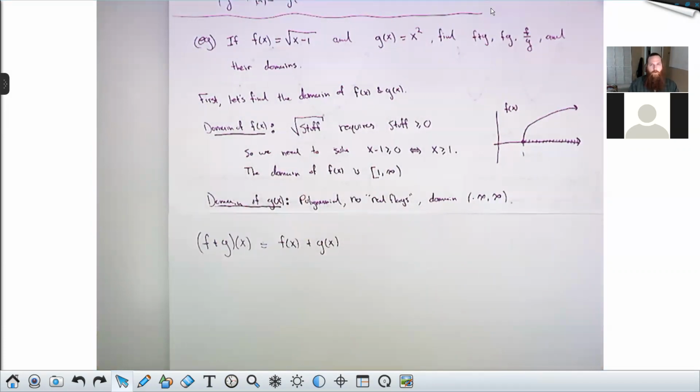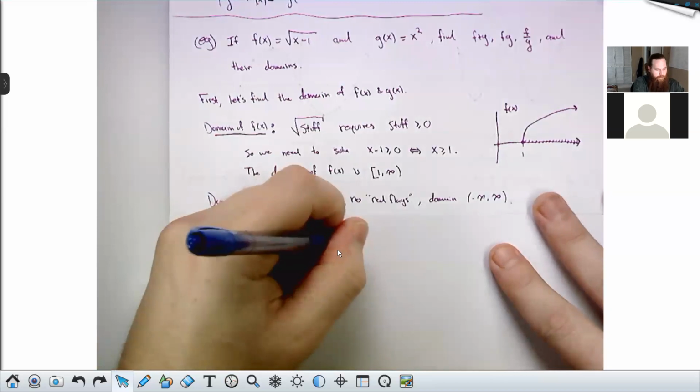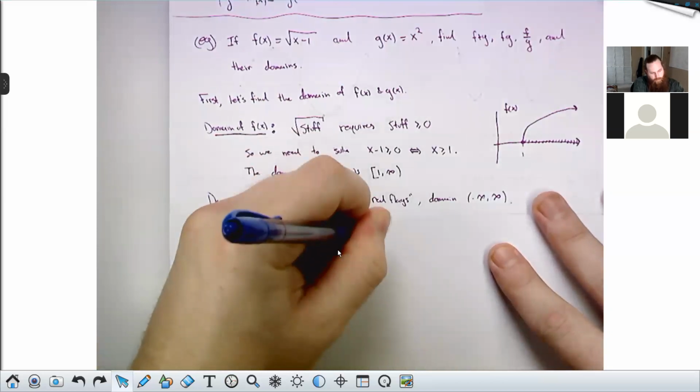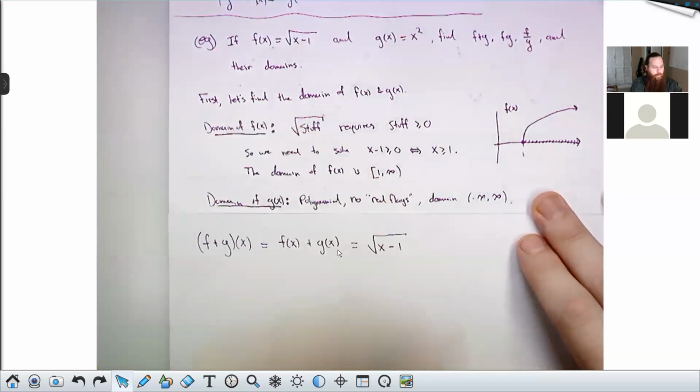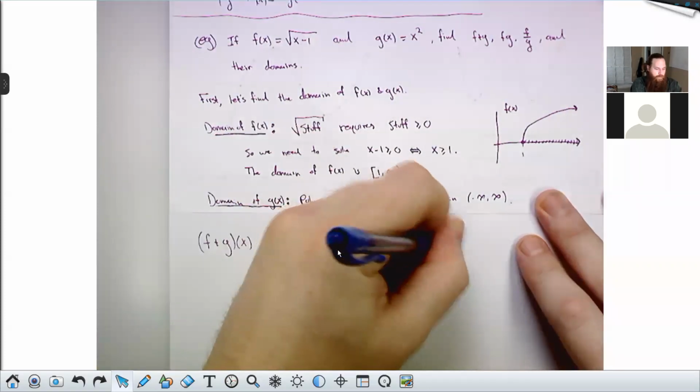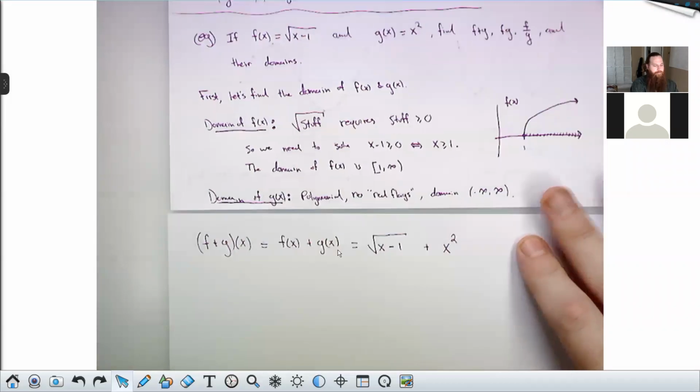So when you go to do something like this, like find a formula for f plus g, you should always begin by writing down this step, because this step will tell you what to do next. It says, okay, you want a formula for this, take the formula for f and add it to the formula for g. Well, what is f of x? The formula for f is the square root of x minus 1. And the formula for g is x squared. So I take those two and I add them.